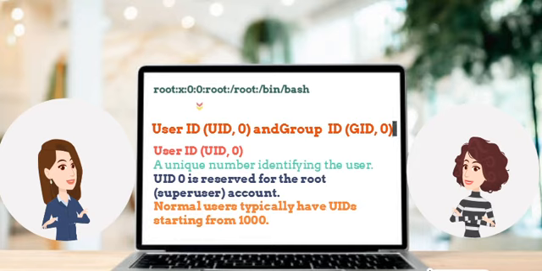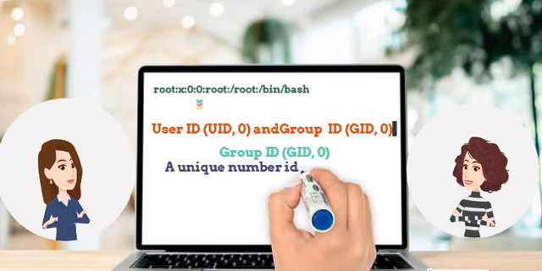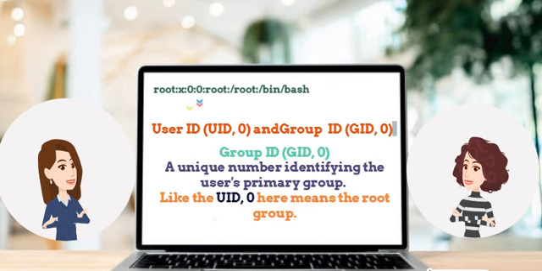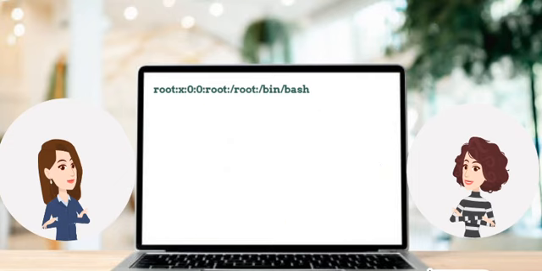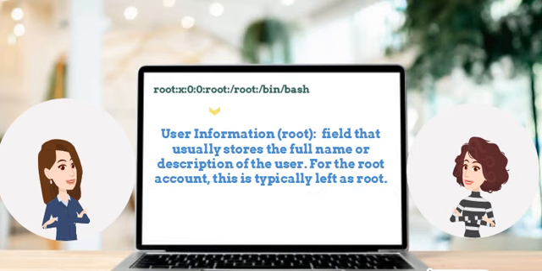Next, the third and fourth fields are user ID and group ID, indicated by 0. It's a unique number identifying the user. Here, UID 0 is reserved for the root account. And the group ID is a unique number identifying the user's primary group. Like the user ID, 0 here means the root group. The fifth field is root, which is user information. It is a field that usually stores the full name or description of the user. For the root account, this is typically left as root only.